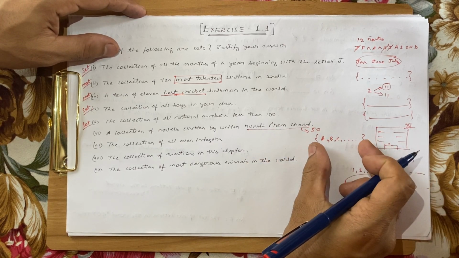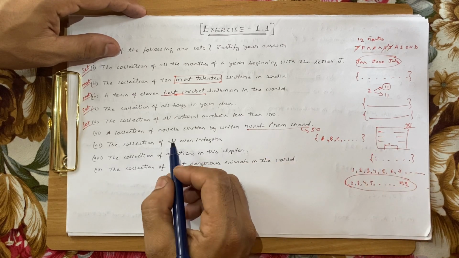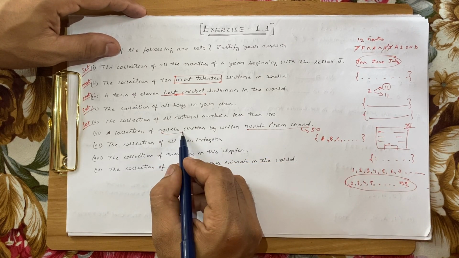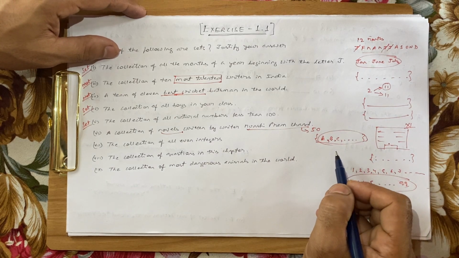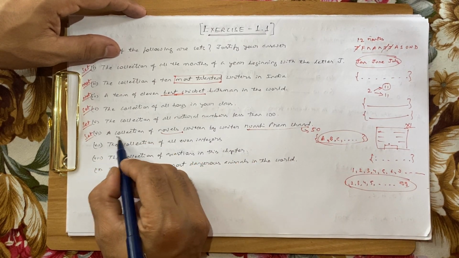So in this collection, each of the books has what? A nature, that it is a novel and it is written by Munshi Premchand. So this is a well-defined collection. Okay, so this is a set. This collection becomes a set.